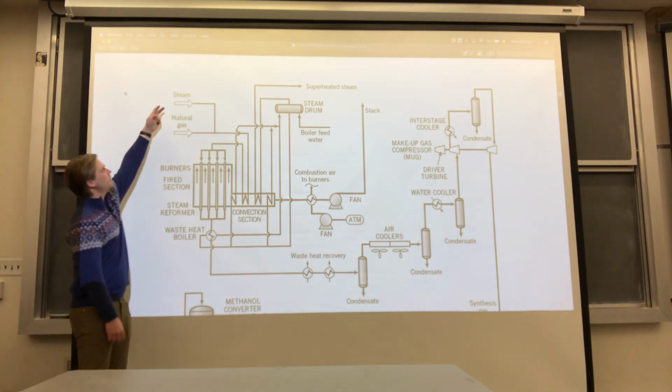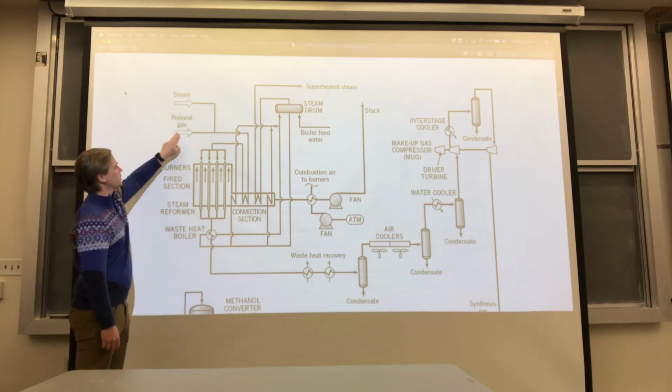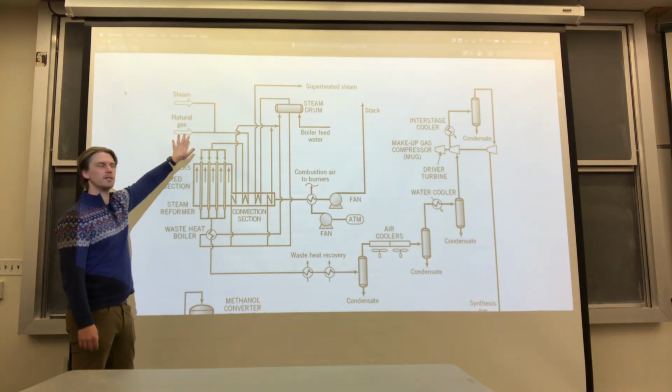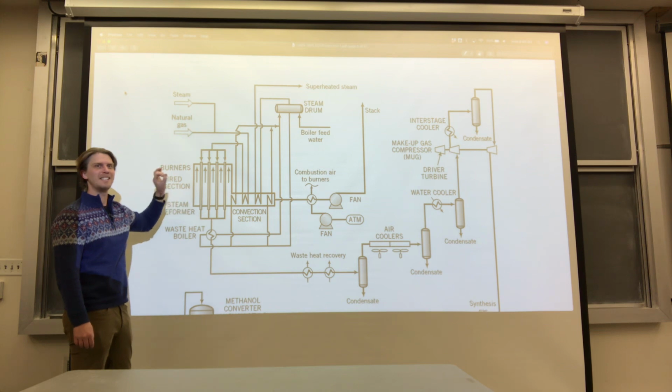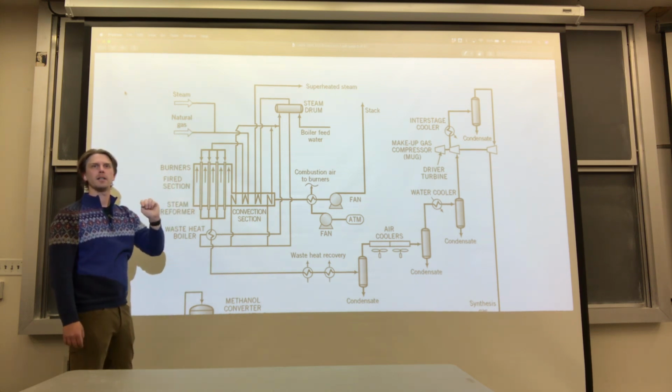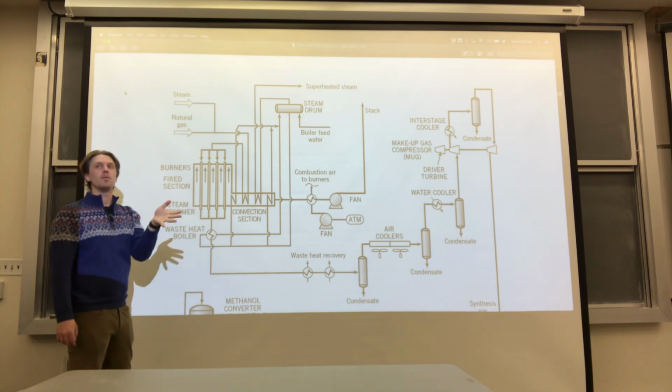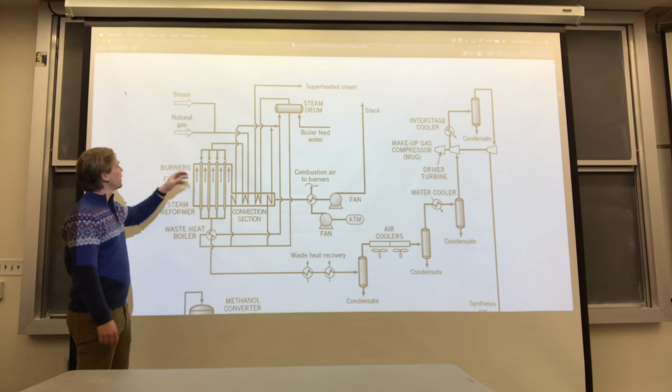So we have steam and natural gas. These are our reactants in the steam reforming reaction to produce a product called syngas, S-Y-N gas. That's that carbon monoxide hydrogen mixture. It has its own name because it's such a common process, right?